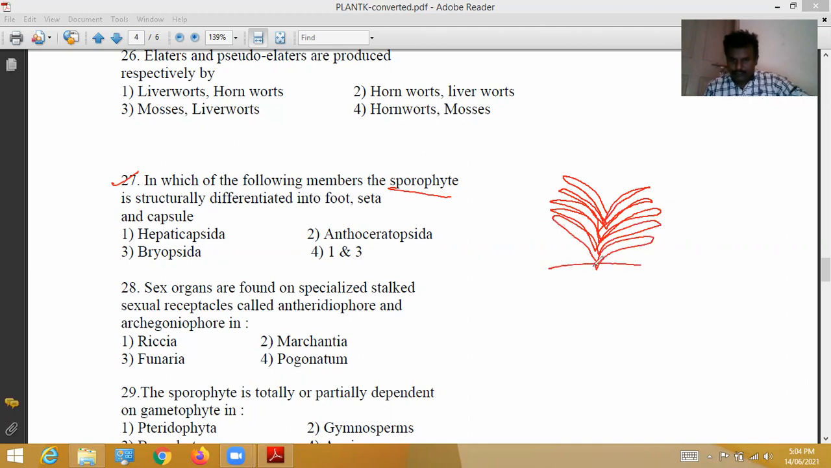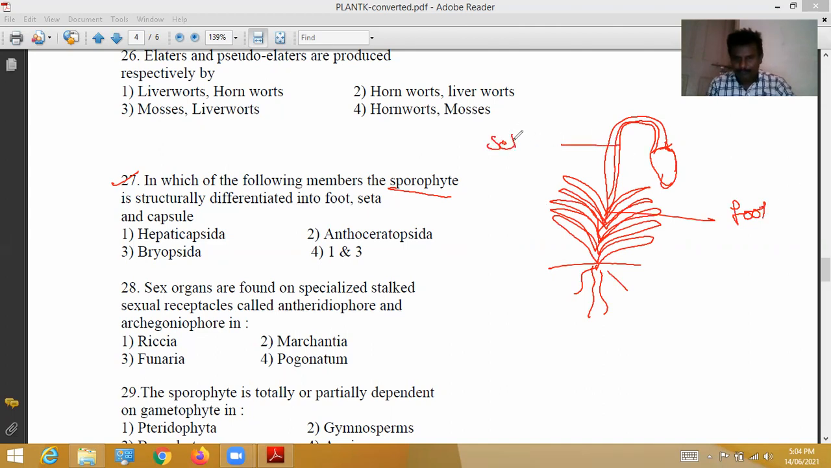On this gametophytic structure, the sporophyte is found. This is called the sporophytic structure. This sporophyte is structurally differentiated into foot, seta and capsule. From which of these following? That is the question. See, Hepaticopsida.